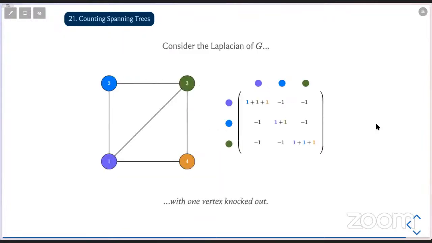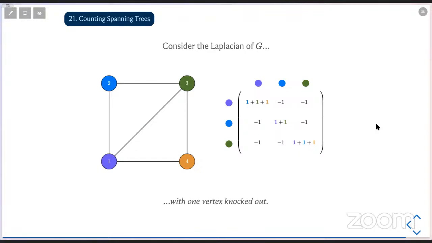So we defined what a spanning tree is. We defined what the Laplacian of a matrix is, what the Laplacian matrix associated with a graph is. And it looks a lot like the adjacency matrix, except the off-diagonal entries are minus ones instead of plus ones, and the diagonal entries are basically the degrees.